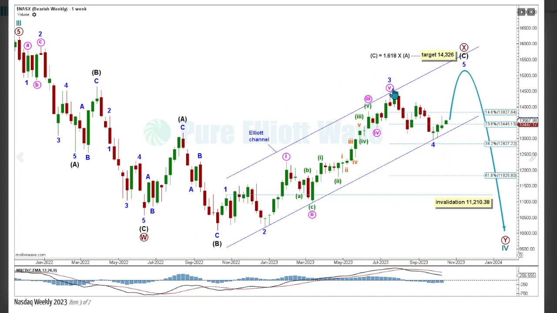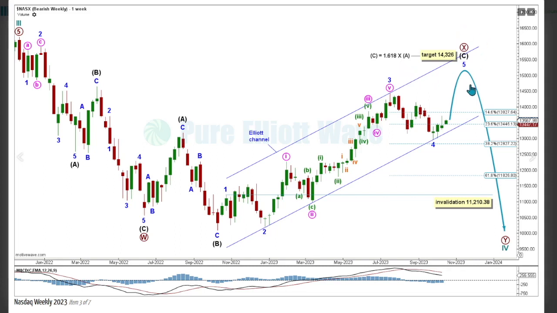An Elliott channel is drawn around the minor degree movements using Elliott's second technique from the end of minor wave 2 to the end of minor wave 4 with a copy on the end of minor wave 3. Minor wave 5, intermediate wave C, and primary wave X may find resistance at the upper edge of this channel. Intermediate wave C has a target calculated at 14326, the 1.618 Fibonacci ratio of intermediate wave A.